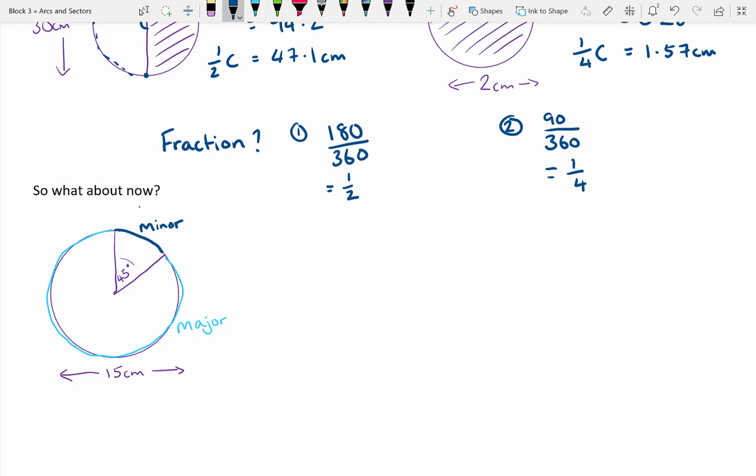When we're using the language in the questions, we need to be mindful that you'll be expected to know the difference between major and minor: which one is the big one and which one is the small one. Just now we are going to find the minor arc length. That is going to be equal to some fraction of pi times the diameter. I know that it's going to be a little bit of what the whole circumference would be. So what we need to do is work out what fraction.